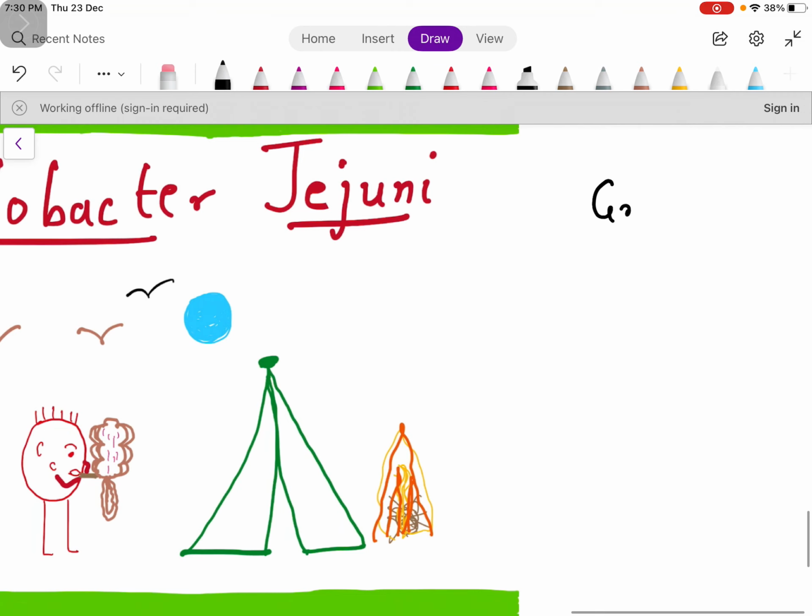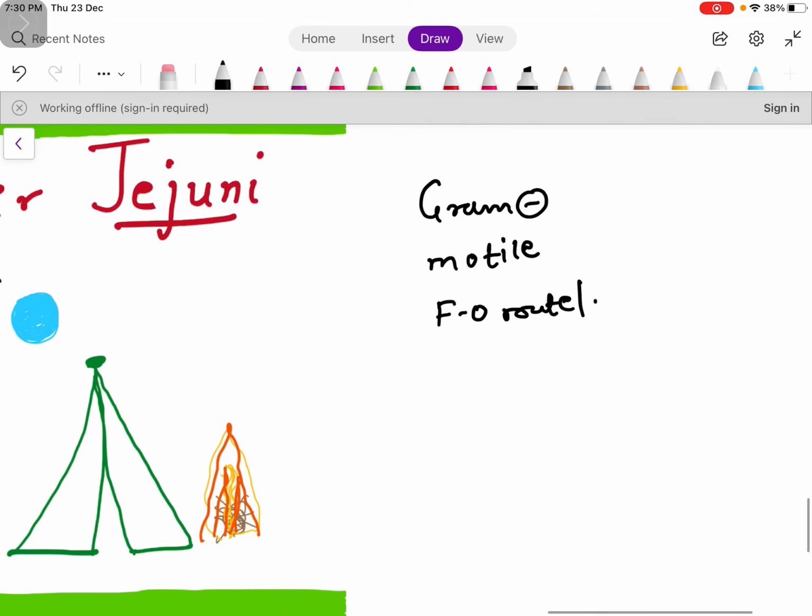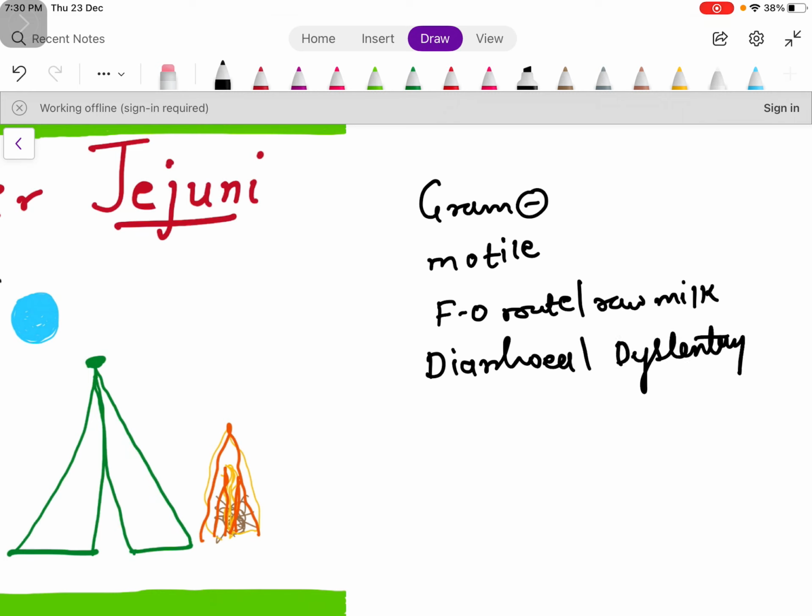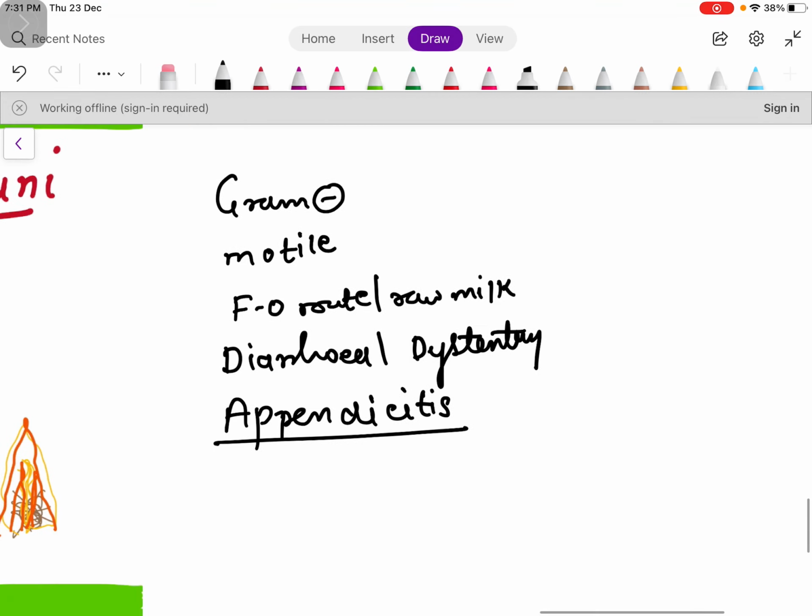Campylobacter jejuni is a gram-negative organism, right? And it is motile. The transmission of infection is by fecal-oral route, and mainly this is acquired by drinking raw milk, right? And this causes diarrhea, or it can also cause dysentery. Okay, it can also mimic appendicitis. It just mimics appendicitis because it affects the large bowel.